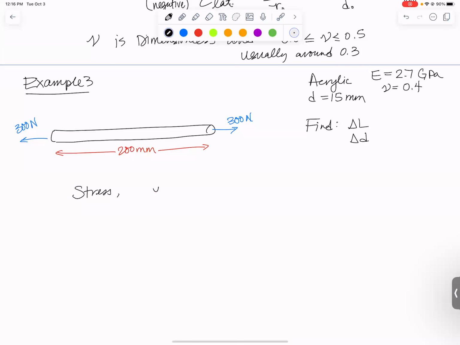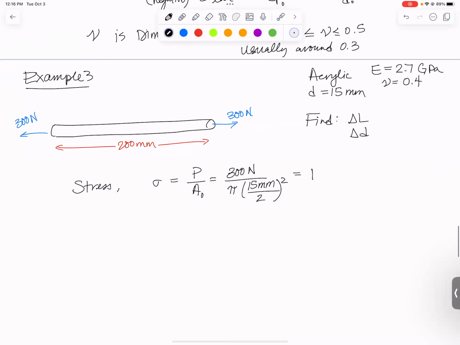Stress. Sigma is force over original area, which will be 300 newtons, divided by pi radius squared. Well, the diameter is 15 millimeters over 2. We square that. And I'm going to get a number. Comes out as 1.697 newtons per square millimeter, which happens to be 1.697 megapascals. So if you convert millimeters squared into meters squared, you get a 10 to the 6th factor in there. And 10 to the 6 newtons per square meter is a megapascal.